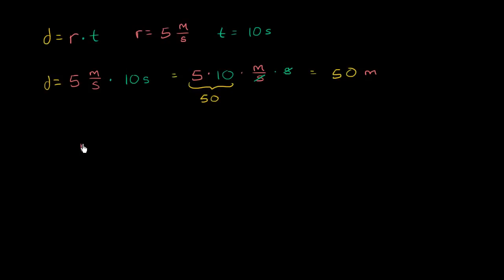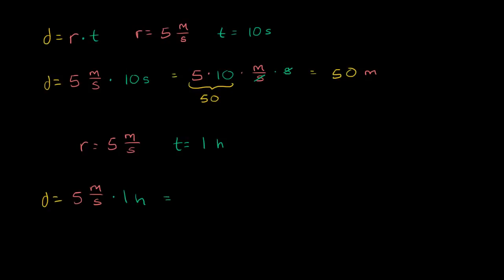Let's keep our rate at 5 meters per second. But let's say that someone gave us the time, instead of in seconds, in hours. So they say the time is equal to 1 hour. So now let's try to apply this formula. So we're going to get distance is equal to 5 meters per second, times time, which is 1 hour. Well, what's that going to give us?